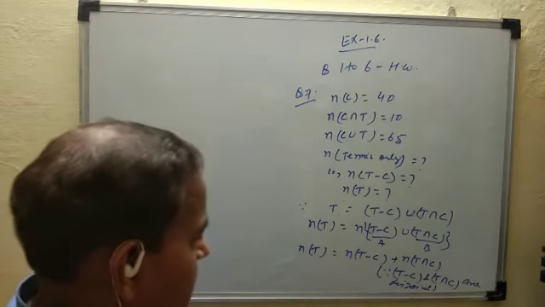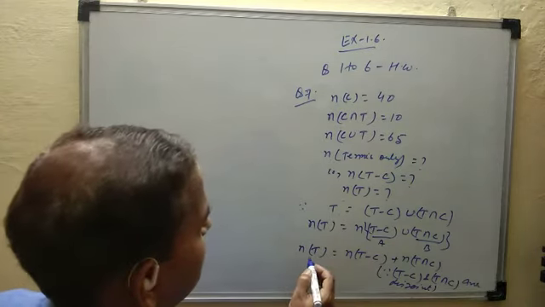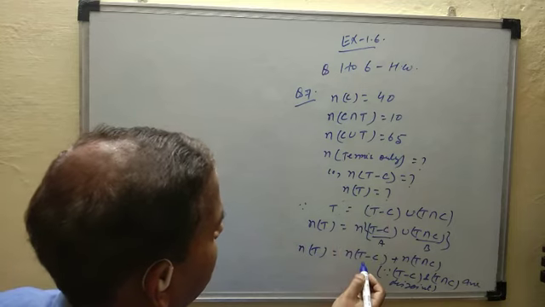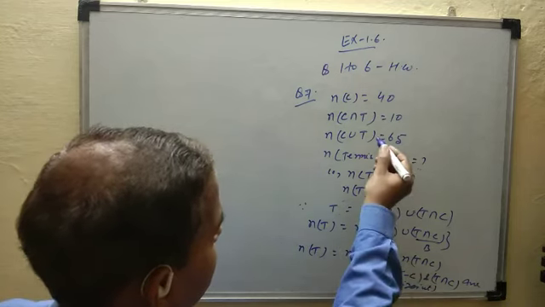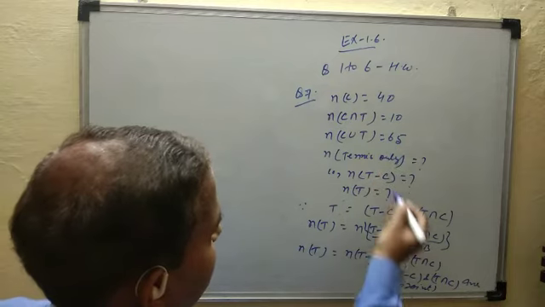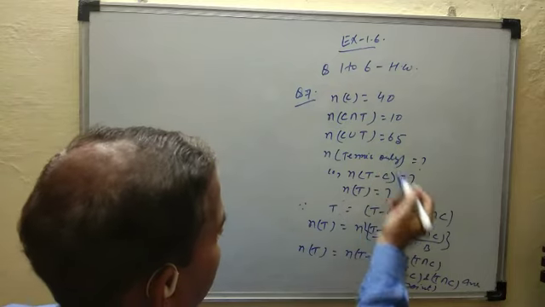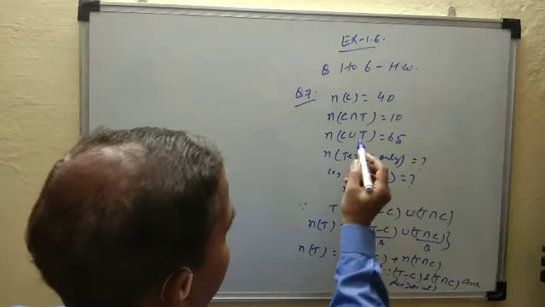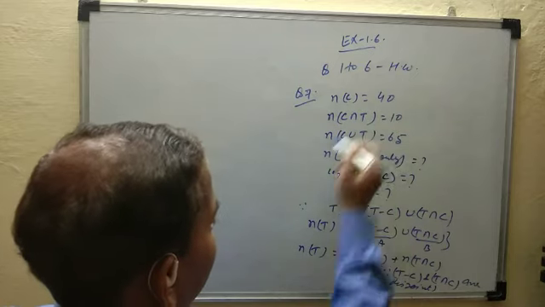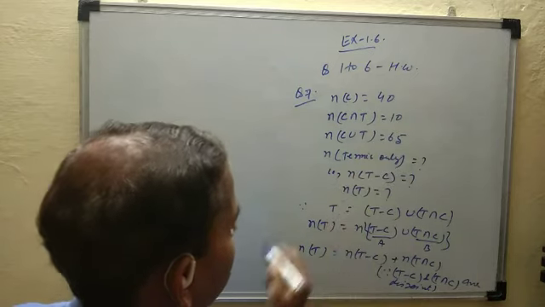Put the value. So number of T is not given, T minus C is also not given, only T intersection C is given. Using the formula, with this three parts, we find number of T. Number of T is not given.